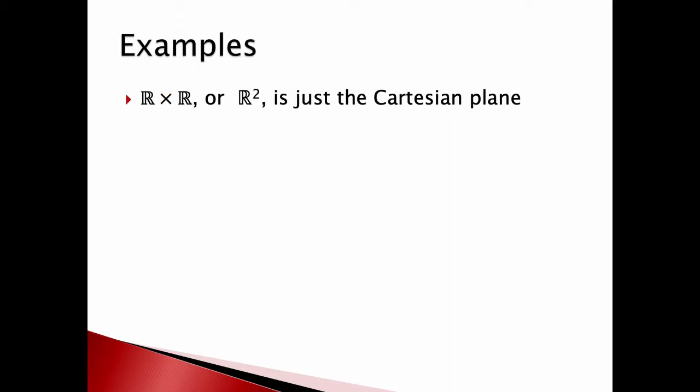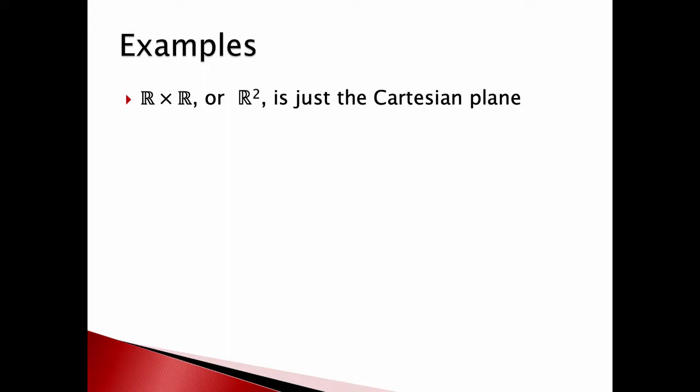So here's an example, and by far the most common example we'll see will be something like R cross R, or we will often call this R2. That's just the regular old Cartesian plane, where you have graphed things since you were in probably fourth or fifth grade, where you plotted points on a graph. That was just working in R2, although you didn't know that.